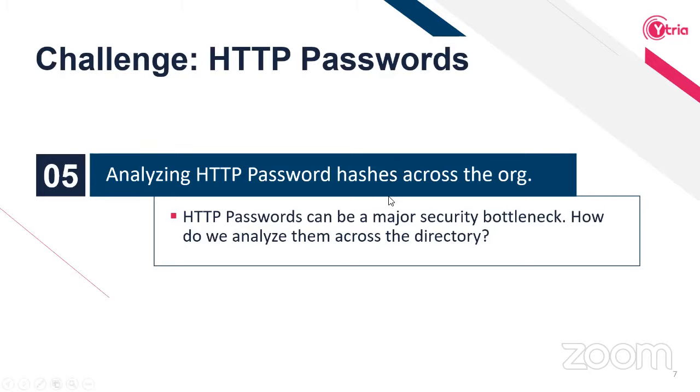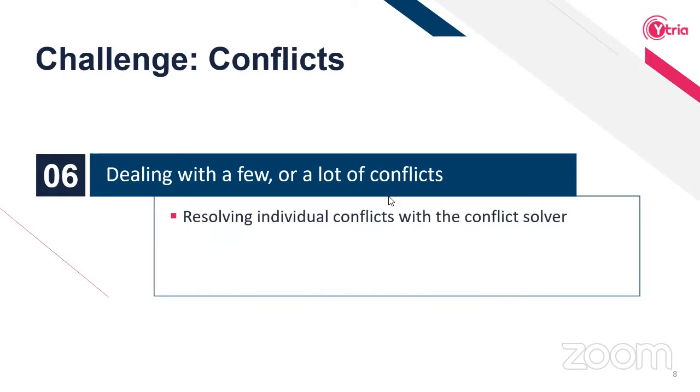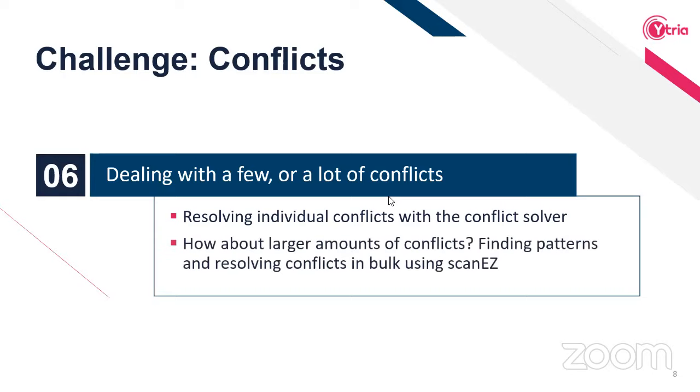Cool. Okay, so next scenario. What about conflicts, right? So we all know conflicts. They happen due to replication or save events, but there are actually a couple of different scenarios that we want to address here. So if you have a couple of individual conflicts, right? You look at a database and there's a few of them.